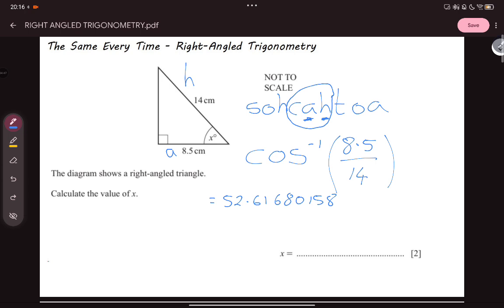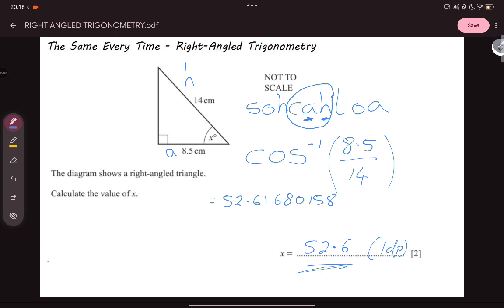And I'm going to round my final answer, 52.6, to 1 decimal place. That's a sensible degree of accuracy for an angle in degrees, and if you're doing the Cambridge exam, on the front of your exam it tells you to round angles in degrees to 1 decimal place.